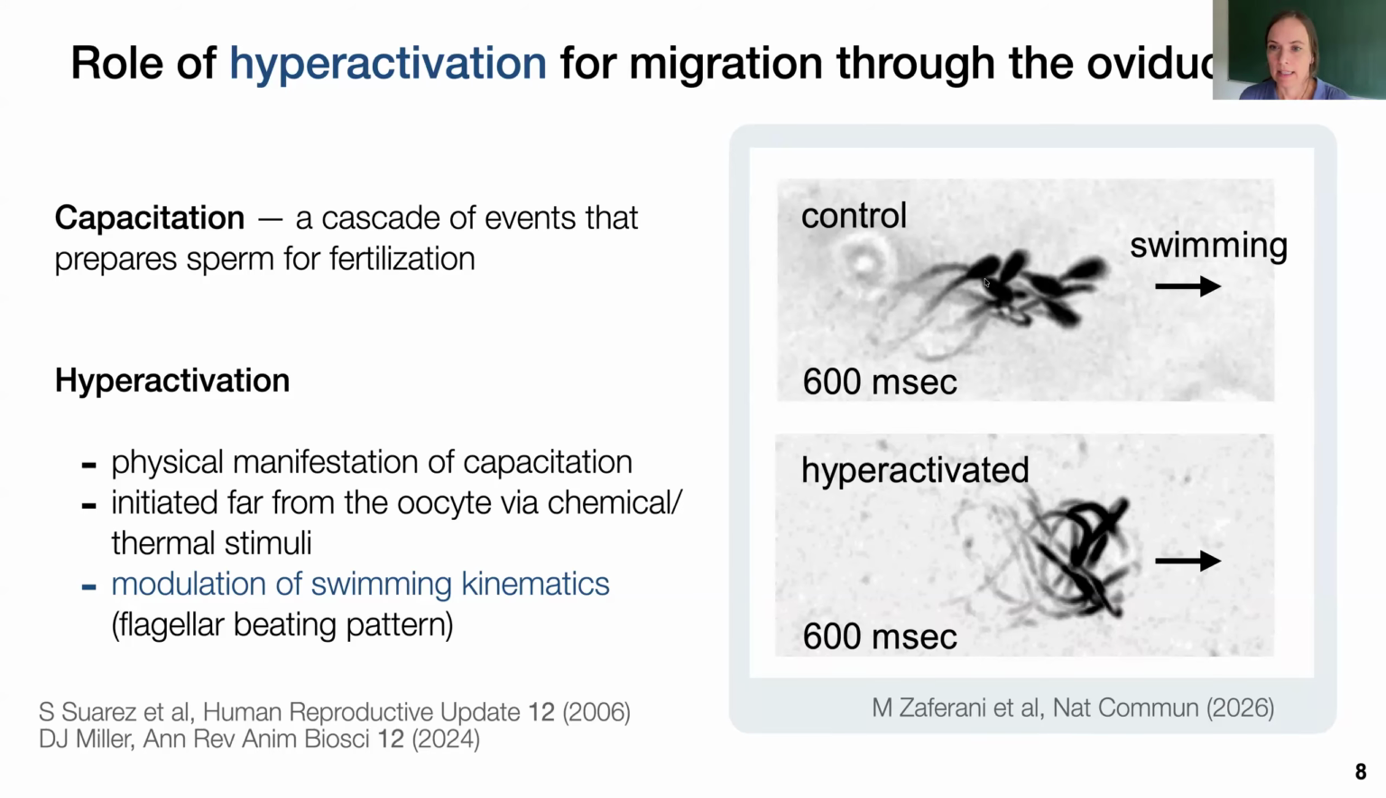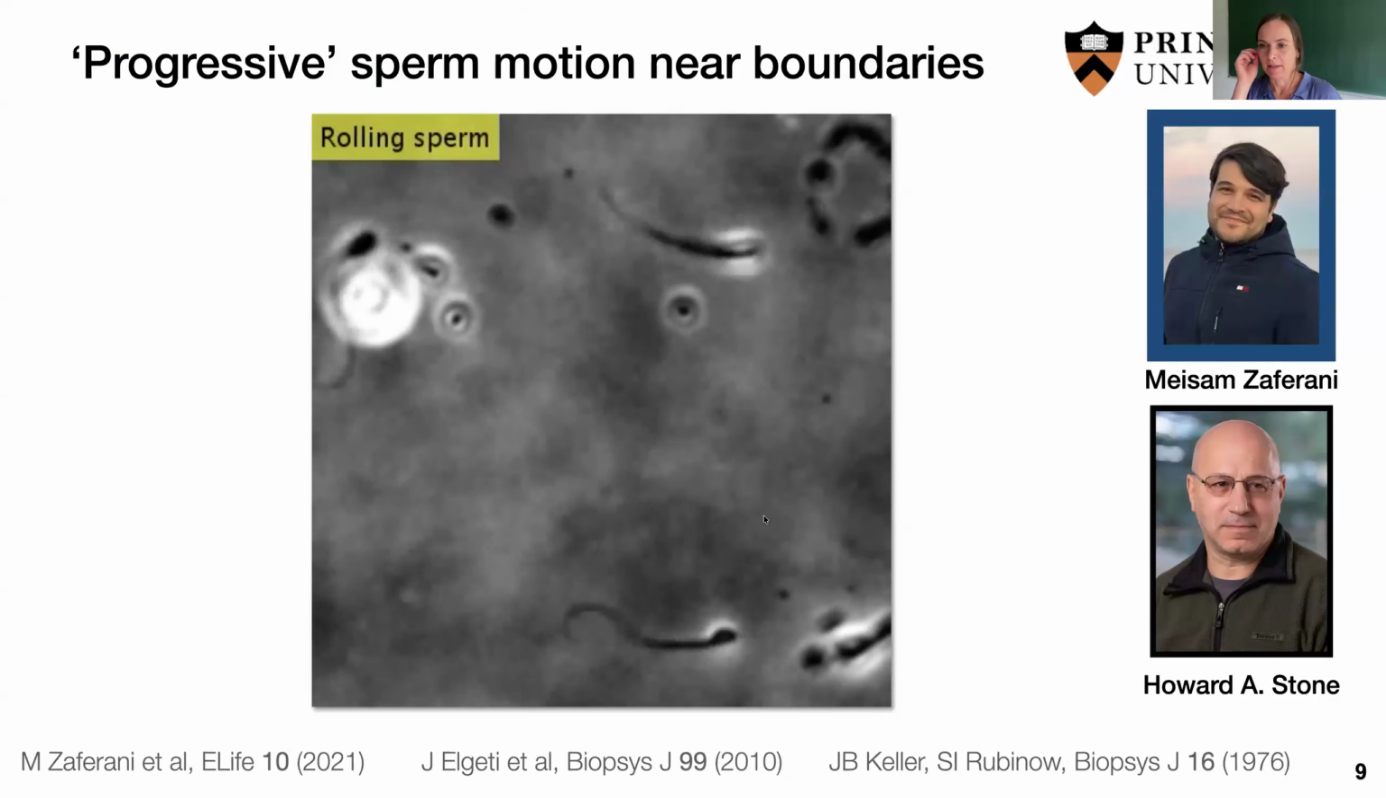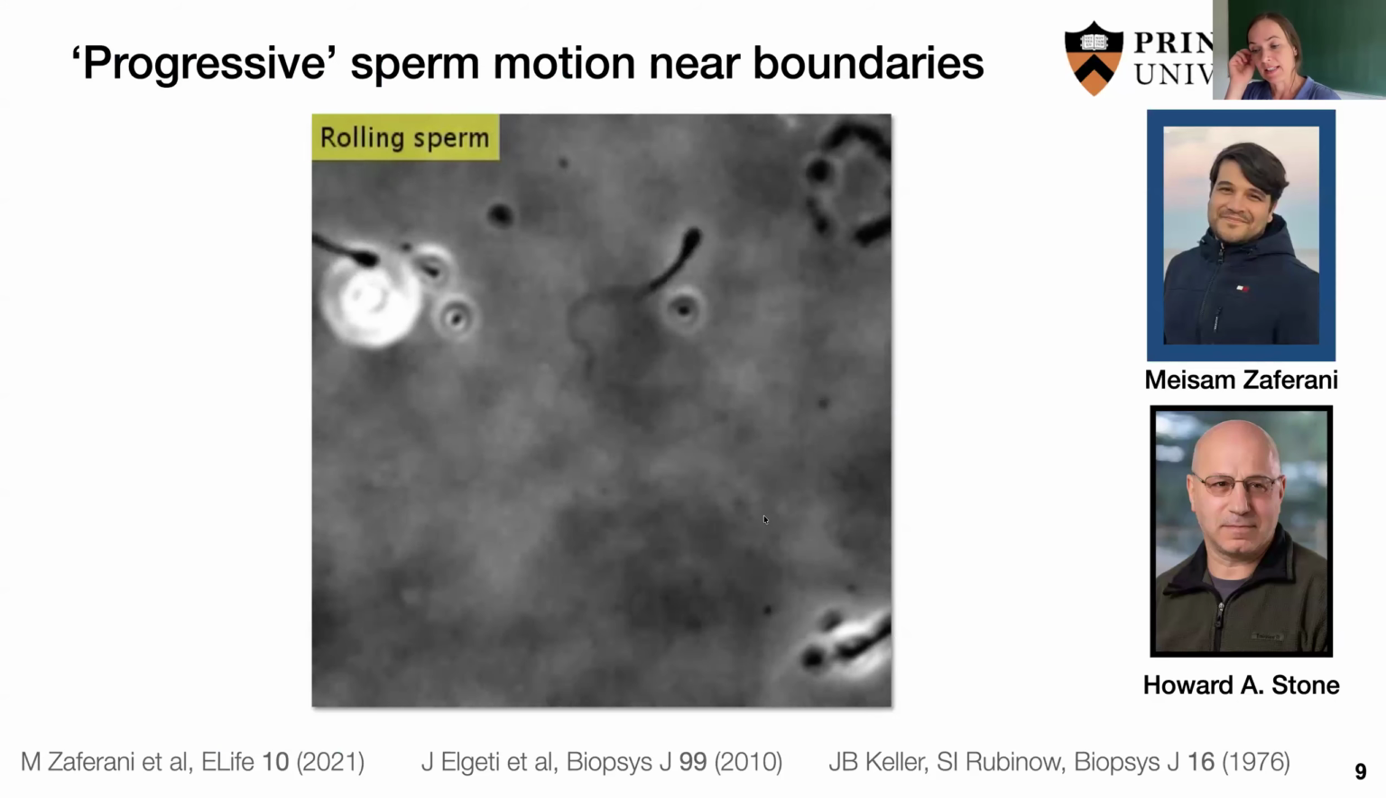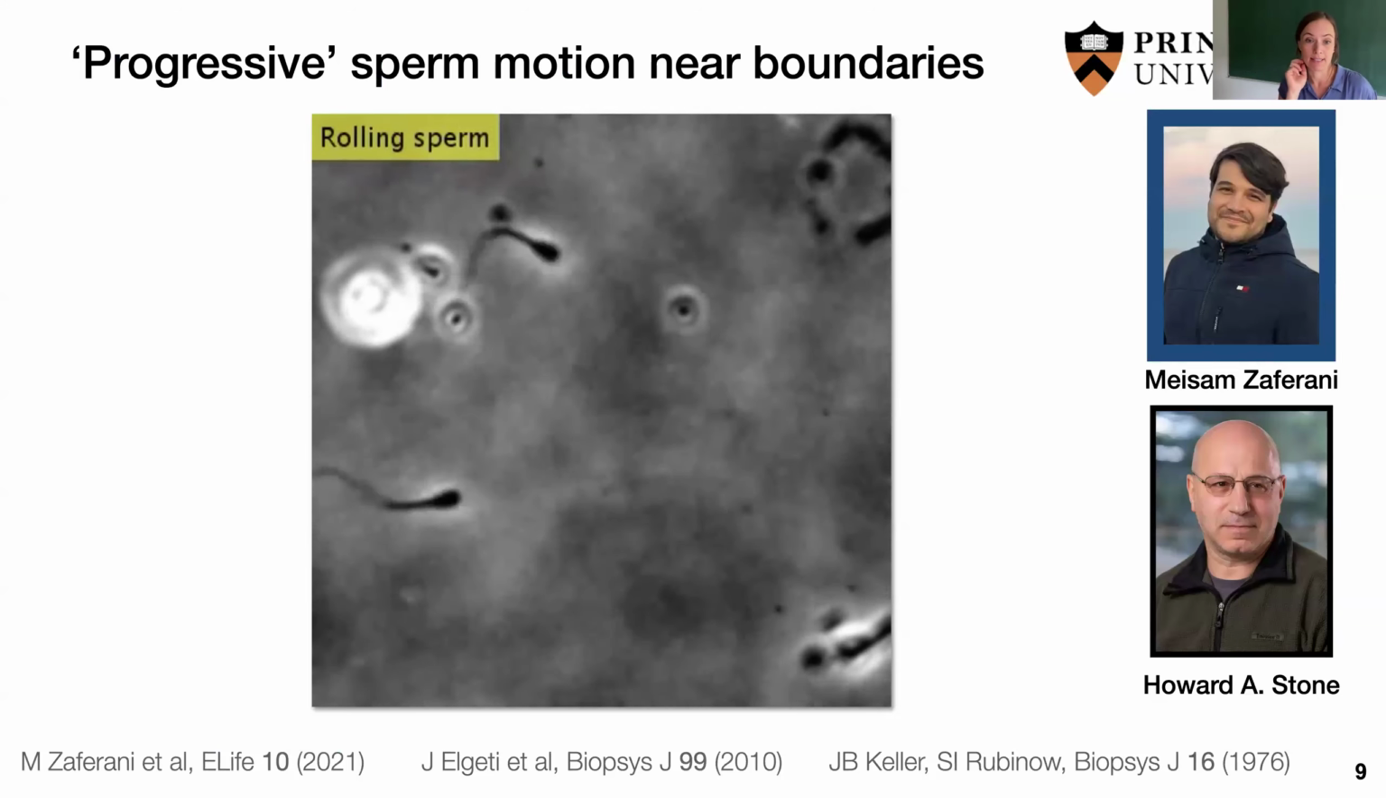Here you can see two images with overlaid images of sperm. In the control case, we see fairly regular beating patterns, while if the sperm are hyperactivated, they can actually show very large fluctuations in their beating pattern. Now, this is a project that I've done together with Meysam Zafarani, who's currently a postdoc in Howard Stone's lab at Princeton.